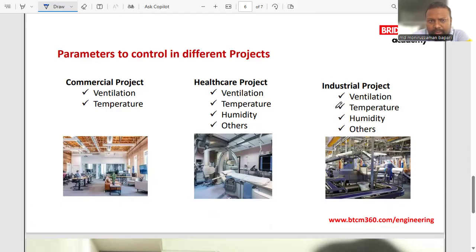So that's all about the parameters that we can control in an HVAC system. All through the course, we are going to learn how to design and control ventilation, temperature, humidity, and all other parameters. That is the prime goal of this course. Now let's move forward.